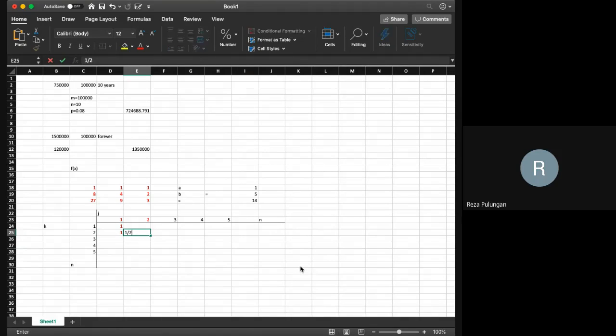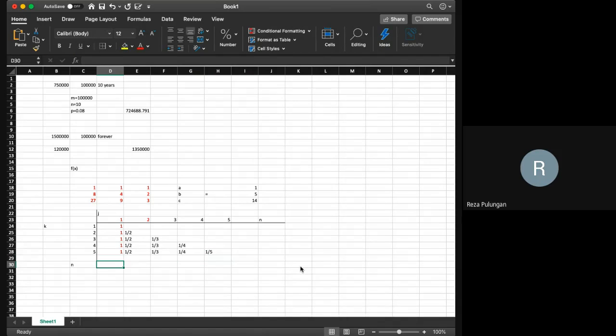1, this is 1 half. This is 1, 1 half, 1 third. This is 1, this is again 1 half, 1 third, 1 fourth. This is 1, 1 half, 1 third, 1 fourth, 1 fifth, and so forth.